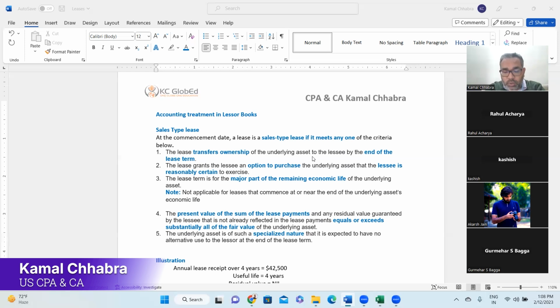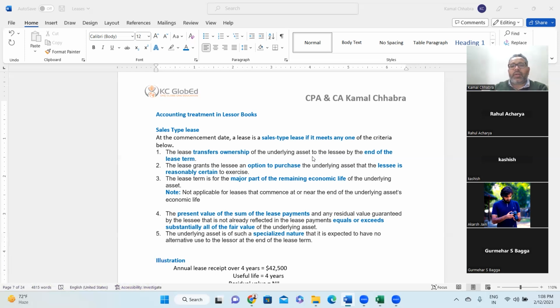No, that's what it says. It is not applicable when it is near the end of the underlying asset's economic life, right? So then this third point you should not be considering. But if it is meeting the first point, second point, fourth point, or fifth point, then you can consider.